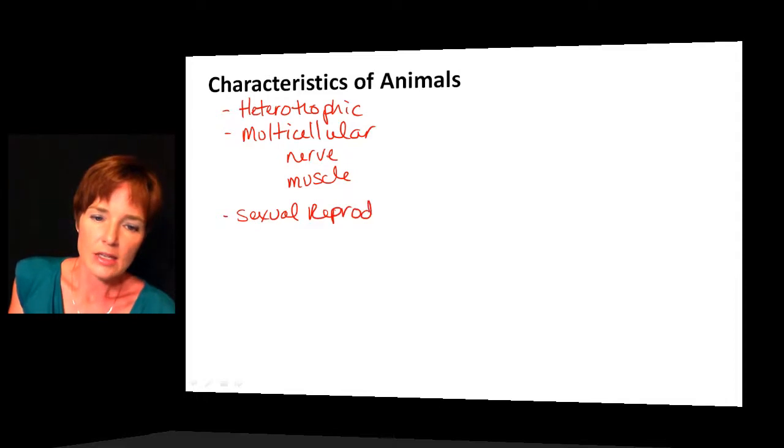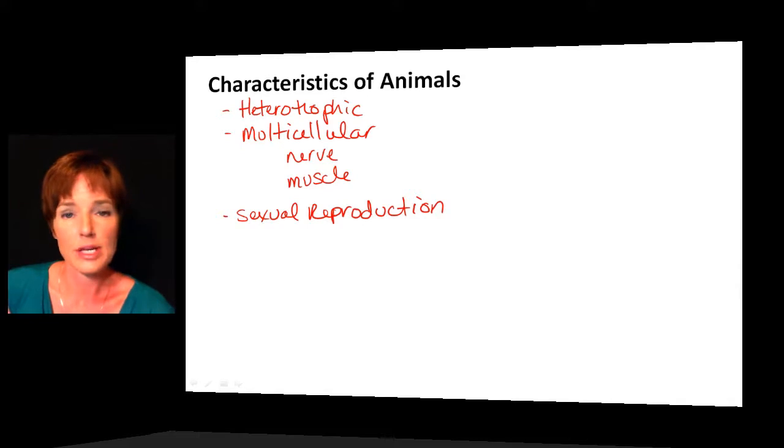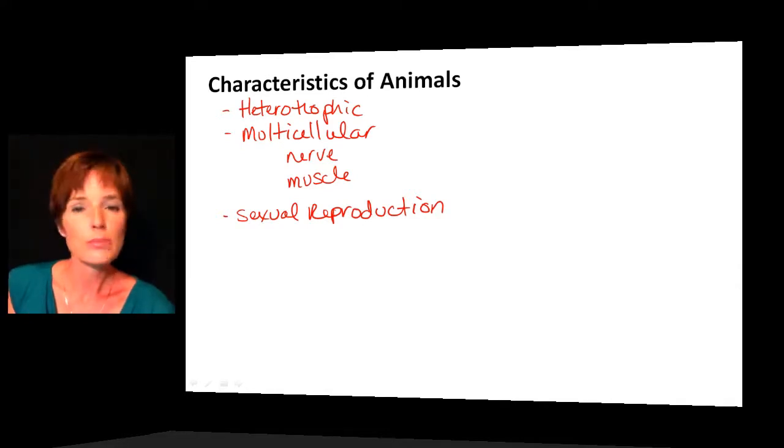Another thing is that they're going to be characterized by sexual reproduction. We will see that there are some cases where there is some asexual reproduction taking place, but by and large, most of the animals are going to be reproducing sexually. That process of sexual reproduction is going to enable them to have a lot of diversity in animal populations. And we know that diversity, or genetic variation, is extremely important for natural selection to act upon.